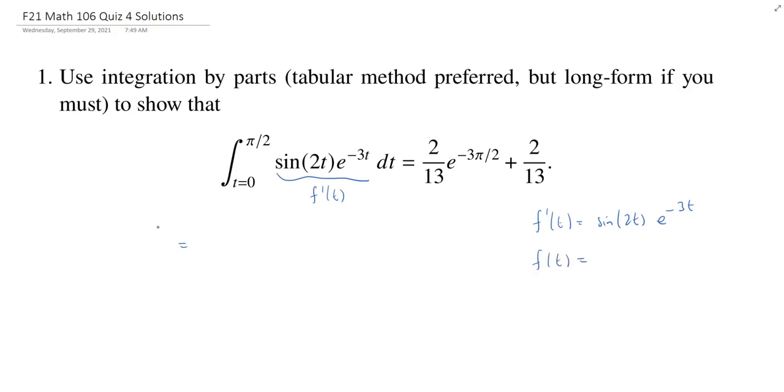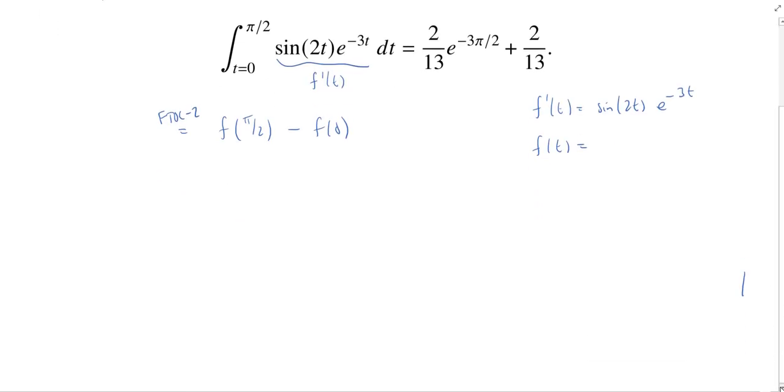Then we know by the second fundamental theorem of calculus that this is going to be f of pi over 2 minus f of 0. All right, and the problem itself tells us what technique we should be using, which is going to be integration by parts. It says we prefer the tabular method, but if you want to use the long form, of course, that's okay. It's just longer. So let's get to using the tabular method.